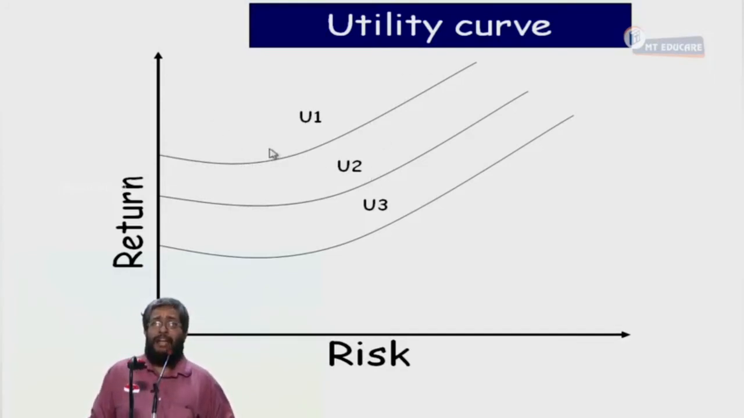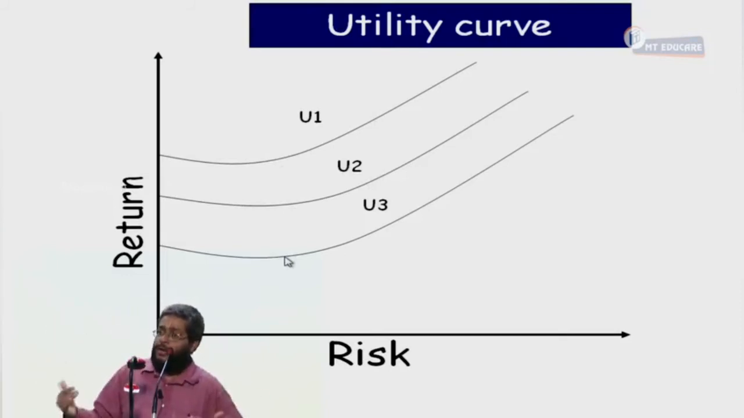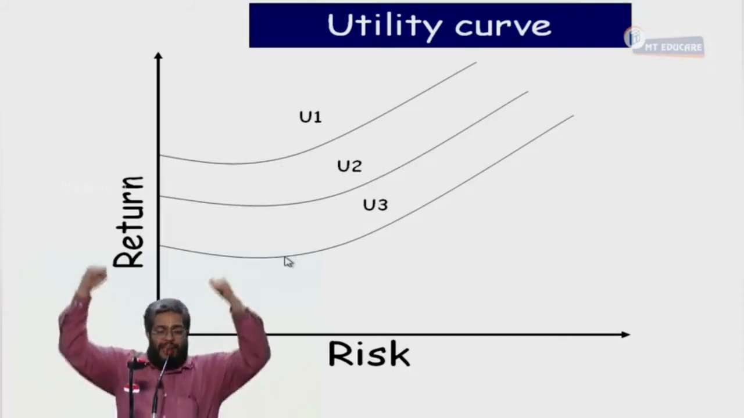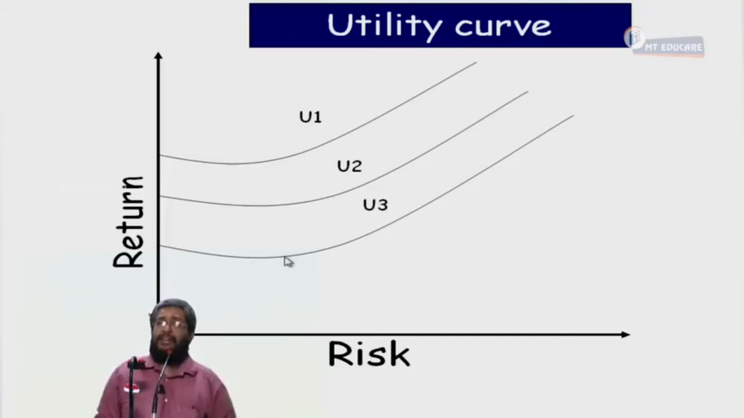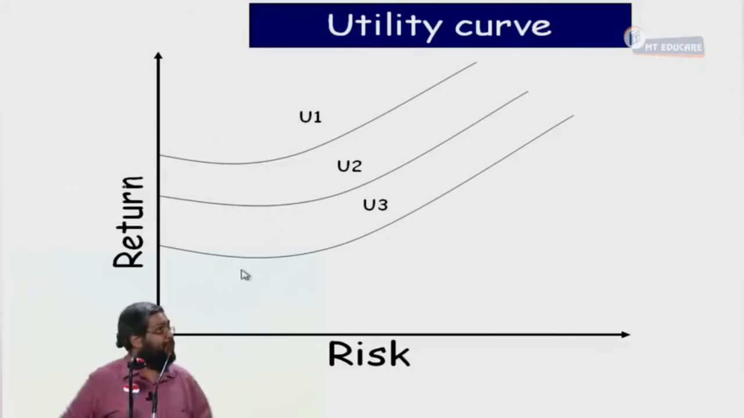Now, points on different curves give different satisfaction. So now 3 utility curves: utility 1, utility 2, utility 3. Utility 1 is the highest, then second highest, then third highest. Suppose I have 3 shares, A, B and C. One share has a point lying on the first curve, the second share on the second curve, the third share on the third curve. Which is great for me, A, B or C?